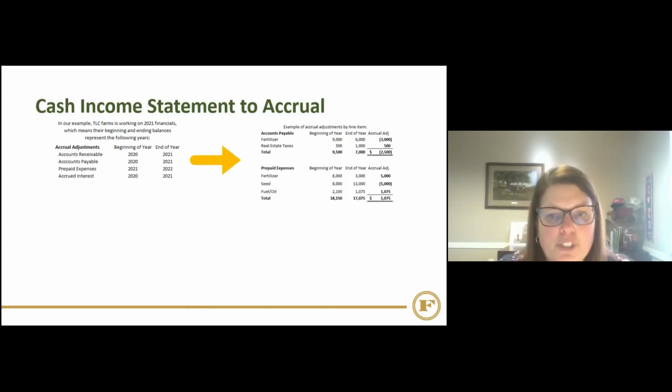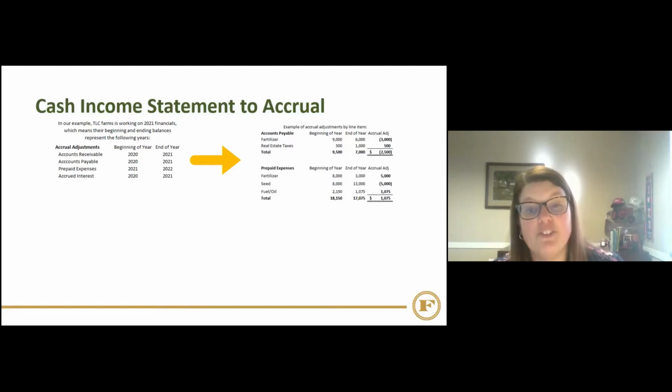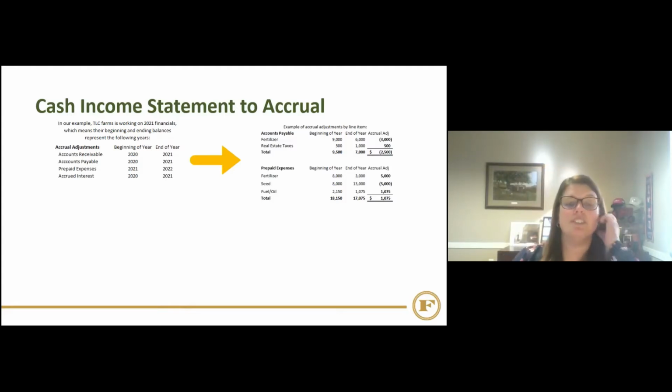If you look at the first chart, you can see that the beginning balance for prepaid is your current year and the ending balance is for next year. Like I said, prepaids are different than the other categories. Prepaid expenses are essentially the opposite of accounts payable. You have paid for something but have not used it. In our example, TLC Farms prepaid $8,000 of fertilizer and seed for 2021.